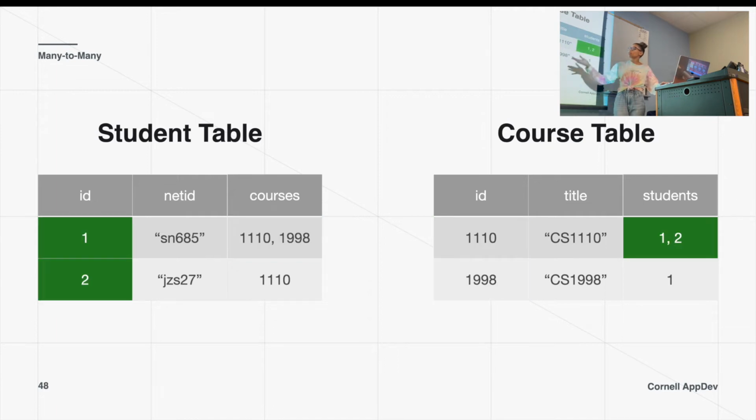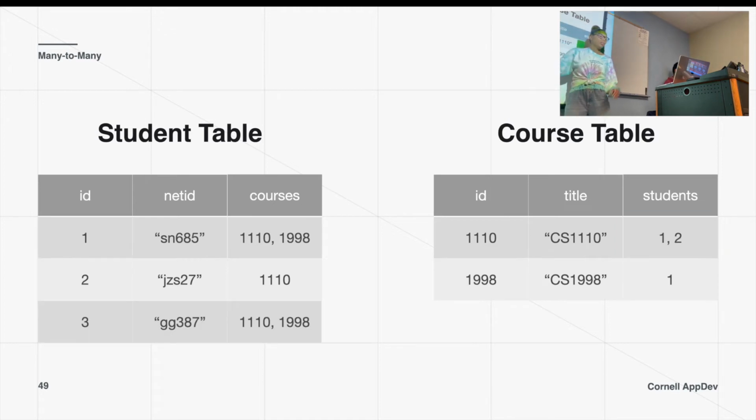But what happens if we want to add another student to one of these courses? Here's another example. We want all the students that are in CS 1110. We relate that back to our students table. It's 1 and 2, so we go to our students table, given the IDs 1 and 2. Again, what happens if we want to add a student to one of these courses? Gonzalo wants to be added to these courses.